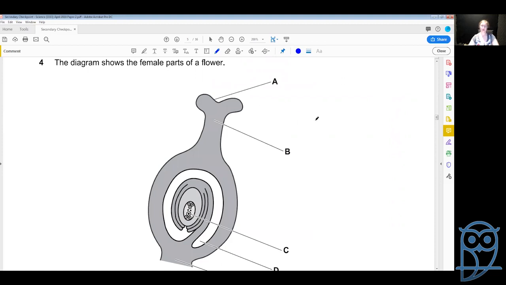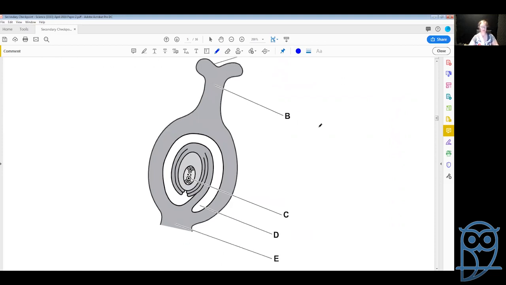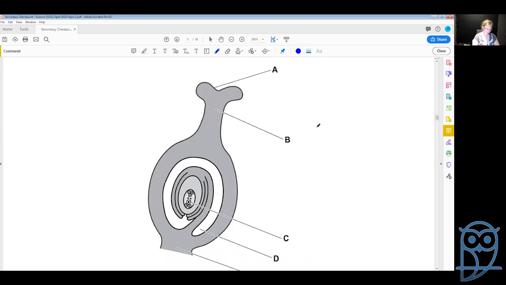Okay, the diagram shows the female parts of a flower. So now they're going to be asking a bunch of questions about these parts. So this over here is the stigma. This is the style, where it goes down. Here we've got the ovary, that whole area, and that over there is the ovum, where the seed actually forms. And this back area here, I believe, is the pistil or carpel.